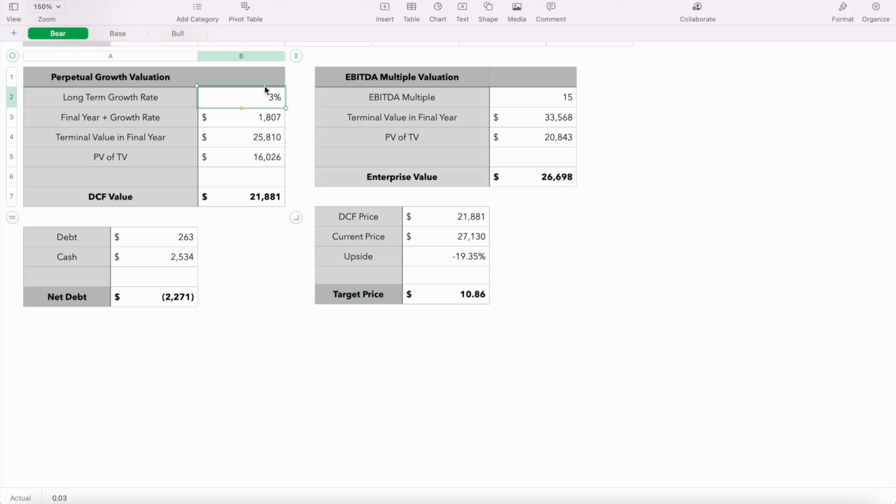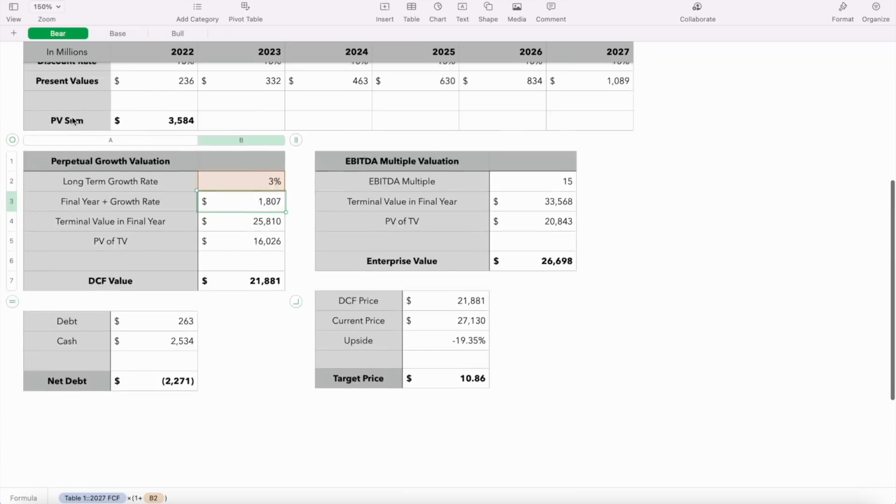And we have Palantir down here at a 3% long-term growth rate, which is, I think, a good figure for a bear case. Not too much to worry about there. I think 3% is actually pretty good. You'll see in my bull case, I have it up to 4%, which is what Tom had actually suggested in his model.